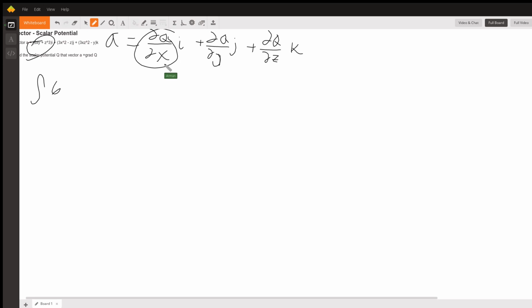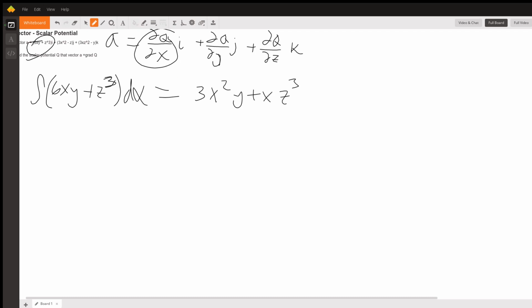So the integral of 6xy plus z cubed dx equals, so just integrate with respect to x. That should be 3x squared y plus xz cubed plus c. We have a constant of integration.